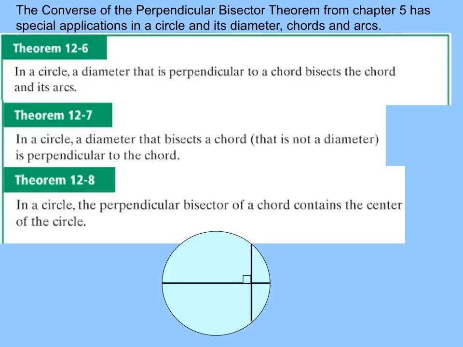Now the next theorem tells us multiple things. First, it says that in a circle, a diameter that is perpendicular to the chord bisects the chord and its arcs. In a circle, a diameter that bisects a chord that is not a diameter is perpendicular to the chord. And then lastly, the perpendicular bisector of a chord contains the center of the circle. So essentially, whenever you have some sort of perpendicular bisector as shown below, you know that it's going to go through the center of the circle.